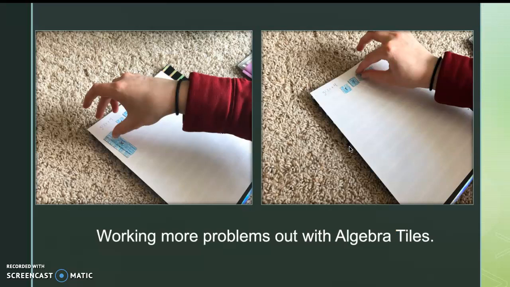Then we decided to work some more problems out. With the problem that she wrote, when I gave her the slope of 2 and the y-intercept of 4, this is how we started out, and she put the algebra tiles and placed them where she thought they went, and she caught on real quickly, knowing that x's should match with the slope and the 1's should match with the y-intercept number.